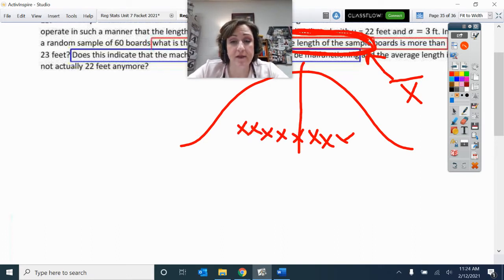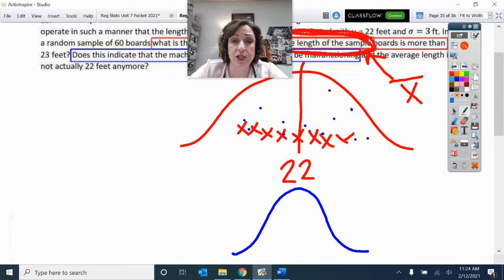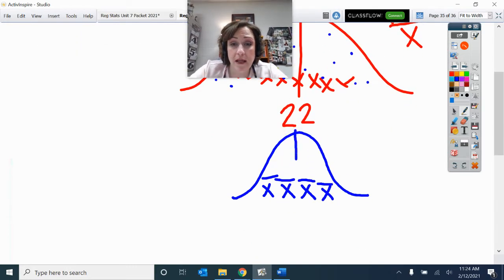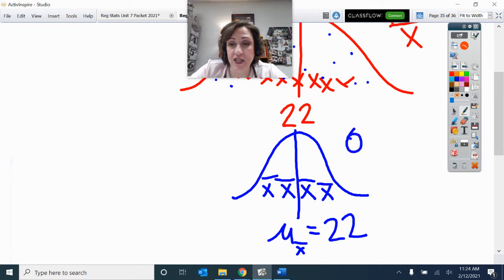And so then here we have this where they are centered around 22 with a standard deviation of 3. But then our sampling distribution comes down where I have randomly selected 60 boards from this population, and I get an X bar. I randomly selected 60 boards and averaged the 60 boards. And so we know that they will still be centered. The center of the X bars is still going to be centered at 22. But they do have a different standard deviation.